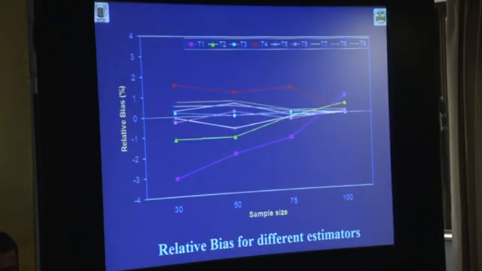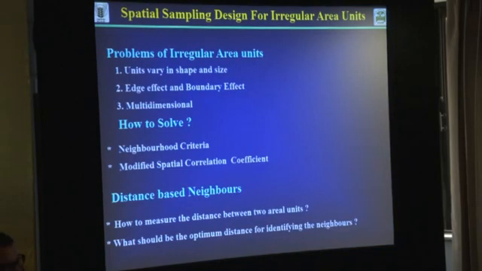This is the efficiency and relative bias which has been plotted. And next, coming to the problem of irregular area units, because in India and many other developing countries, we have villages and districts which are irregularly shaped, unlike the developed countries, and we really have a lot of problems because of this. And again, these contiguous area units may not work very efficiently in the case of irregular area units, because the problem is variation in shape and size, edge effect and boundary effect come into the picture, and it makes it multidimensional. Now the issue is how to solve this problem.